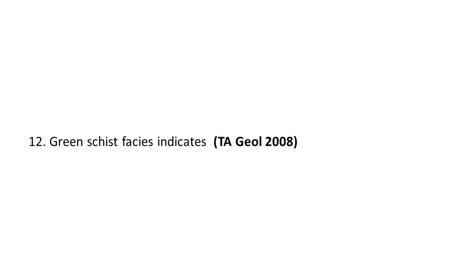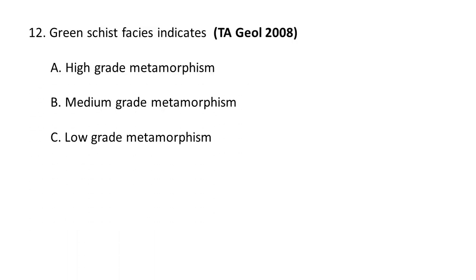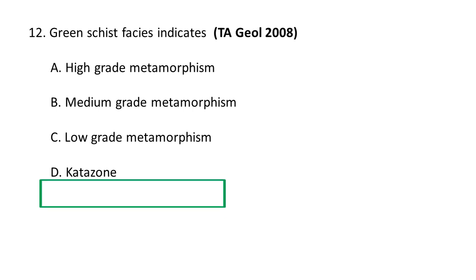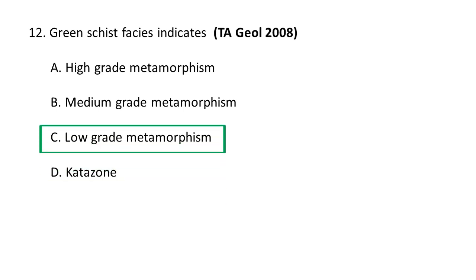Next question, green chert facies indicates A. high grade metamorphism, B. medium grade metamorphism, C. low grade metamorphism and D. cataclasis. So green chert facies indicates low grade metamorphism. Green chert facies is a type of metamorphic rock facies that indicates low grade metamorphism, and these facies form under low temperature and moderate pressure.